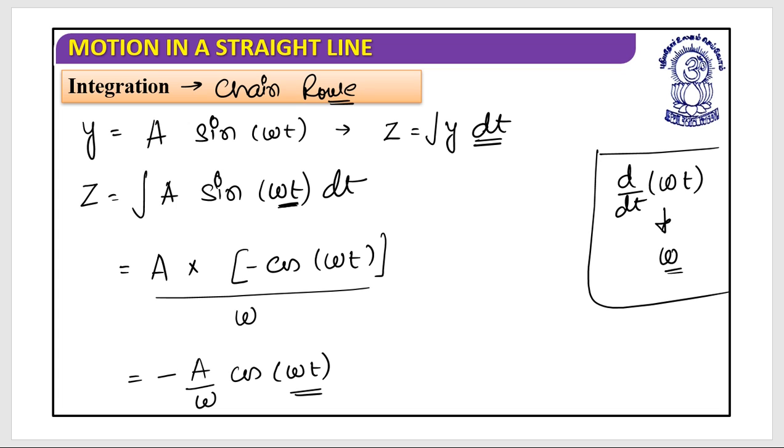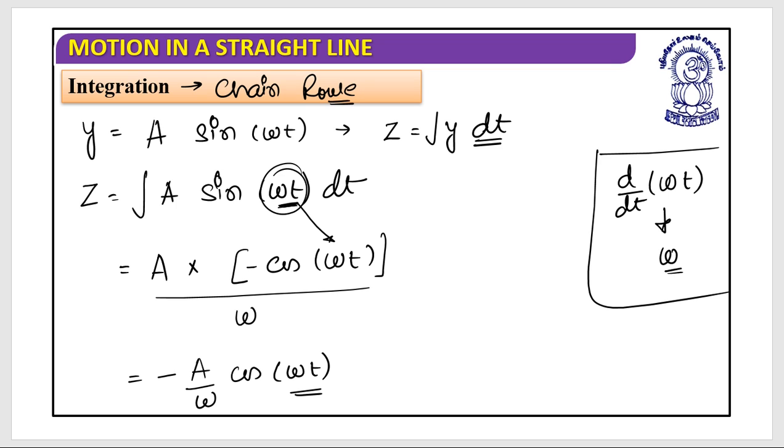In this case I need to assume omega t as a t. So if I assume this omega t as a t, I integrate it, and the integration of sine t would be minus cos t. But it was not a t alone, so I replace this t with omega t. So this is minus of cos omega t. First tell me, is it clear up till now? Is it clear?